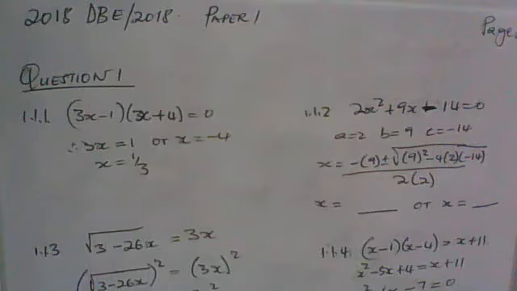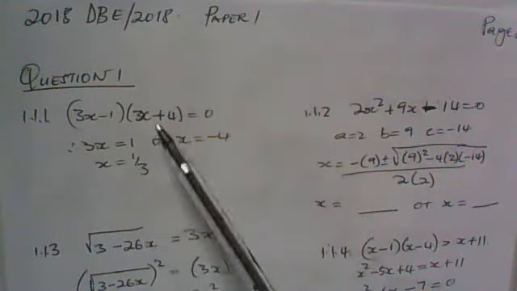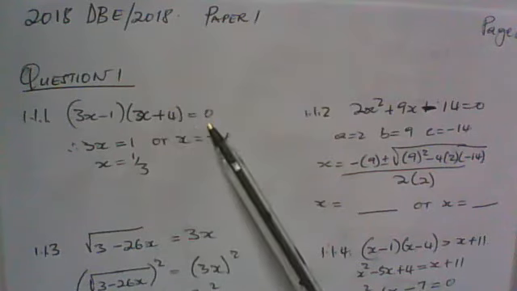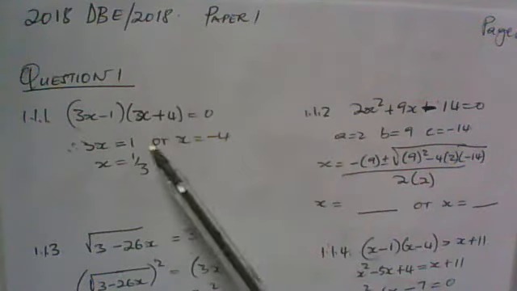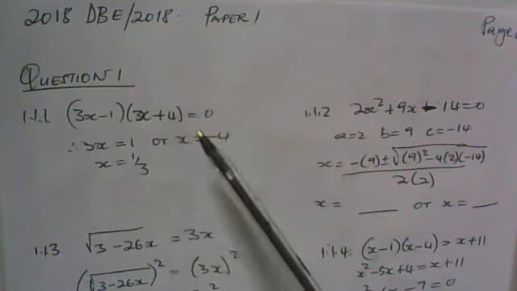Right, guys, these are the solutions. Question 1 is always solve for x. Now we are having this situation, which is 3x minus 1 into x plus 4 equals 0. Now from this we can see that this is already factorized. There is no need to break the brackets.